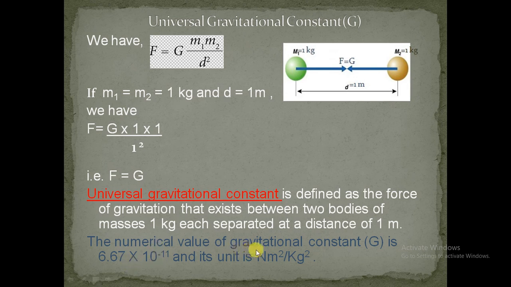And the numerical value of the gravitational constant G is 6.67 into 10 to the power minus 11, and its unit is Newton meter square per kg square. So the value of the universal gravitational constant is 6.67 into 10 to the power minus 11 Newton meter square per kg square. In many numericals, the value of capital G is not given. You have to remember this in your mind so that you can easily solve the numerical problems.